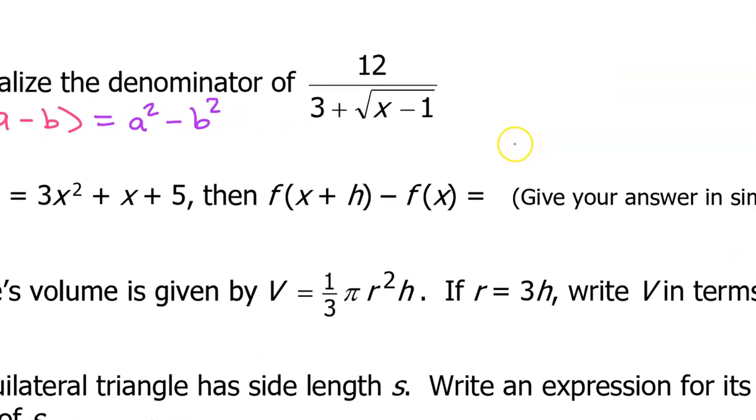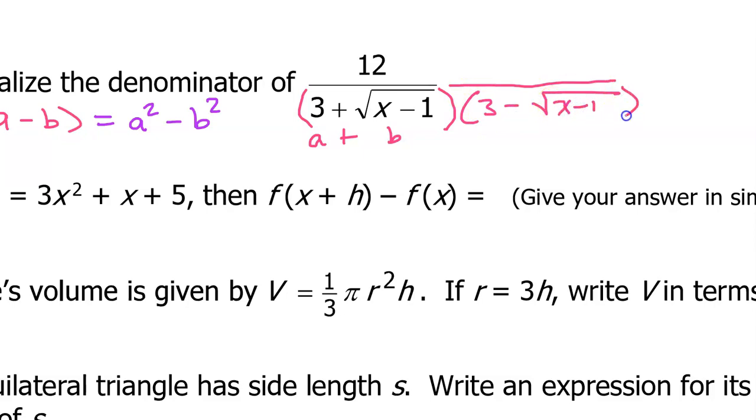So let's see how that helps us rationalize the denominator. The denominator is 3 plus radical x minus 1. This is like my a plus b. So I need to multiply by the conjugate. So I need to multiply by a minus b. That's 3 minus radical x minus 1. And we have to do the same thing in the numerator, so we aren't actually changing the value of the expression. We are really multiplying by 1.